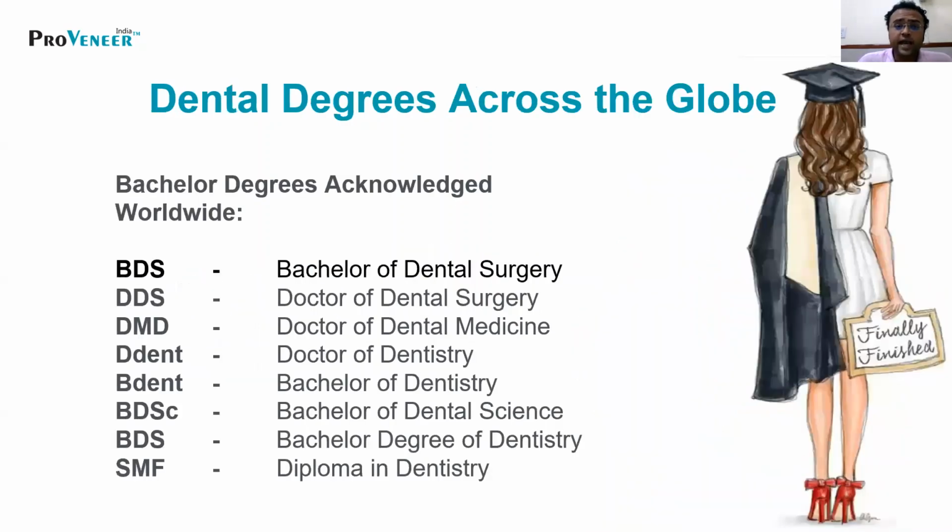Then there are various dental degrees. Firstly, the dental degrees are classified as undergraduate and postgraduate degrees. The undergraduate degree in India is called the Bachelor of Dental Surgery. In the US, it's DDS and DMD, which are Doctor of Dental Surgery and Doctor of Dental Medicine. In Britain and other European countries, they have a Bachelor of Dentistry, Bachelor of Dental Science, Bachelor of Degree of Dentistry, and Diploma in Dentistry.